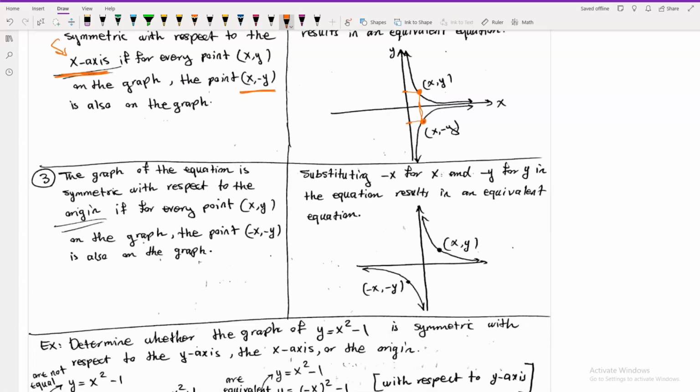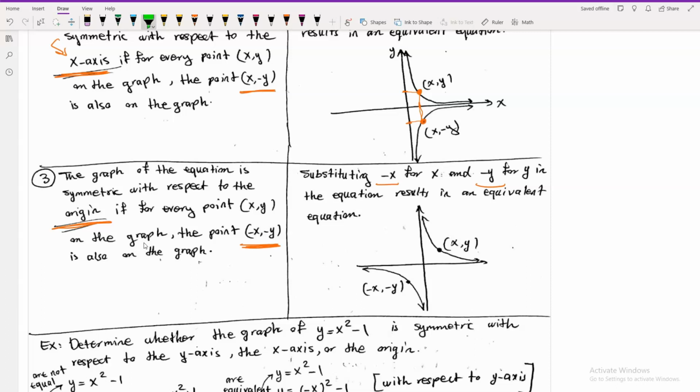Number 3, the graph of the equation is symmetric with respect to the origin if for every point x comma y on the graph, the point negative x comma negative y is also on the graph. So because of the origin, now we substitute negative x for x and negative y for y. If we get an equivalent equation, that means our graph is symmetric with respect to the origin.